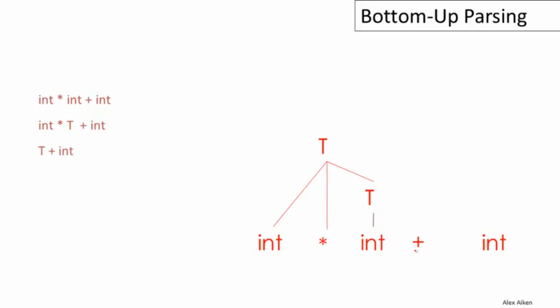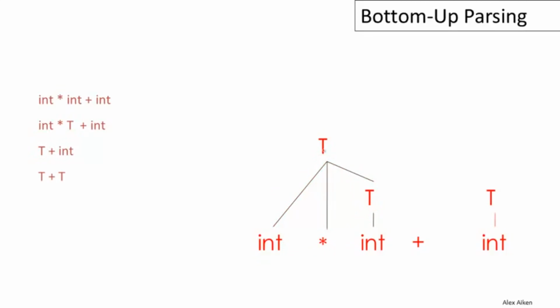So in the next step, we go from int times t to t, and so int times and the subtree rooted at the other t become children of this non-terminal t. And you can see we've taken these three subtrees here and pasted them together into a larger tree. So as we go through the parse, bigger and bigger portions of the original input are going to be pasted together into larger and larger trees.